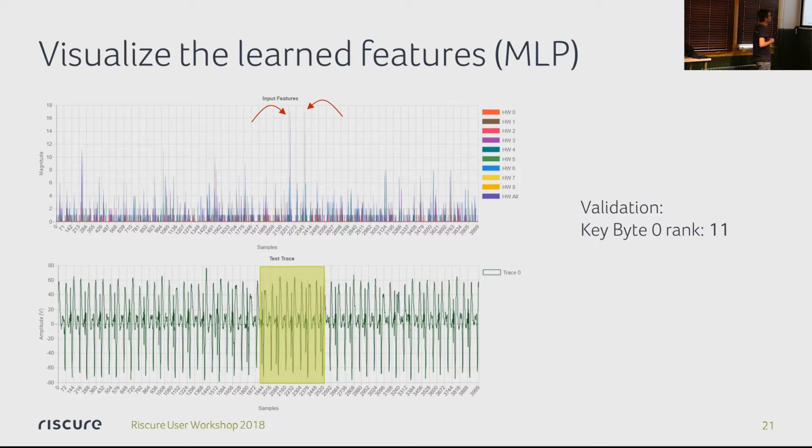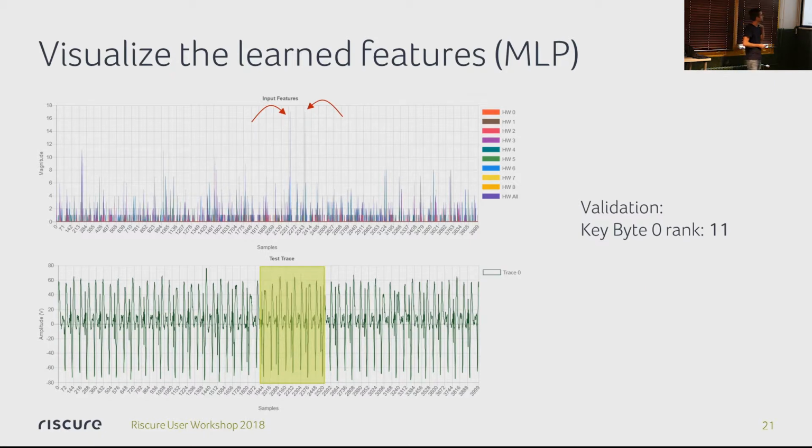And what this method told me is that there are some places here in the trace where my network is learning information. So I applied my training on a range of 4,000 samples, and I couldn't recover the key using this whole range. But my final key ranking for byte 0, for instance, was 11. So not so far from the key recovery, but it's still not successful.